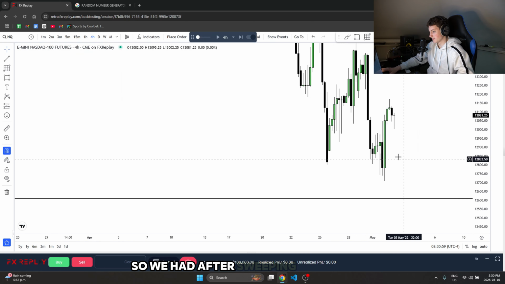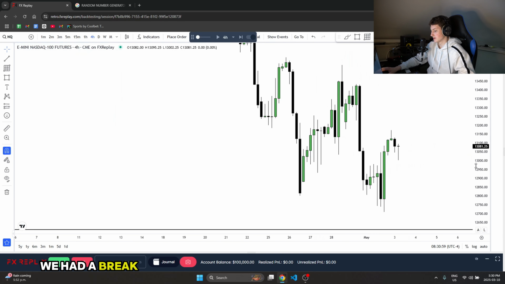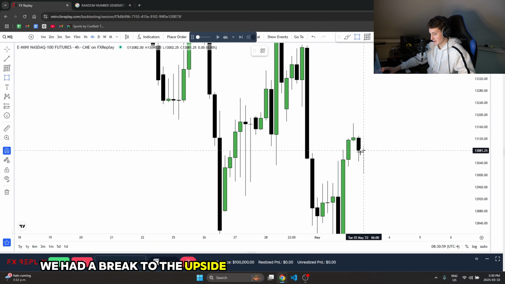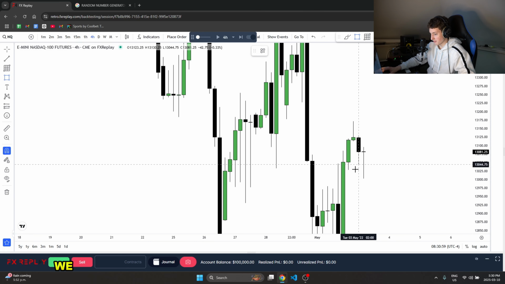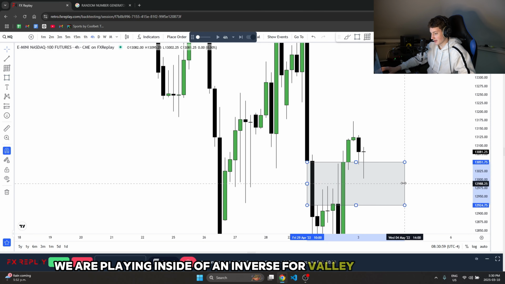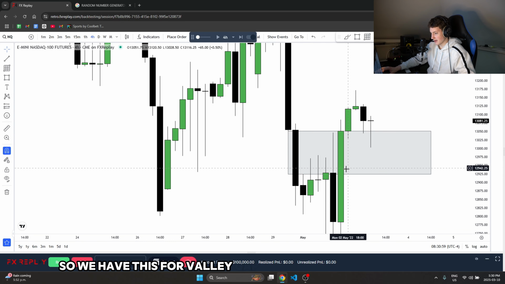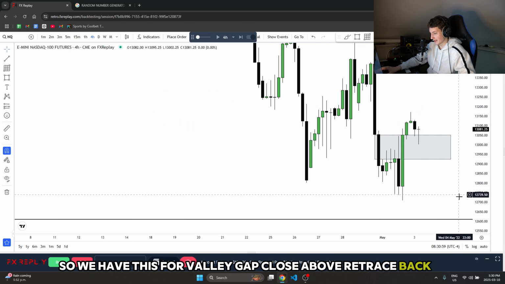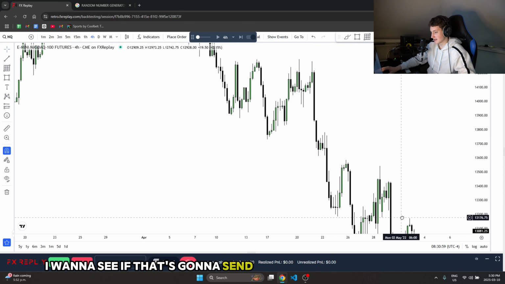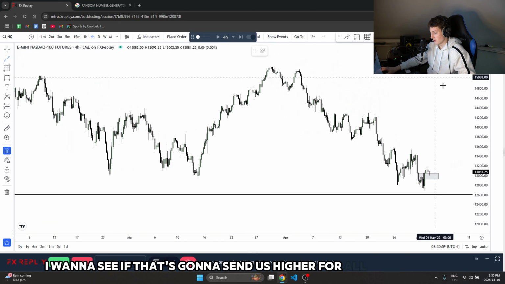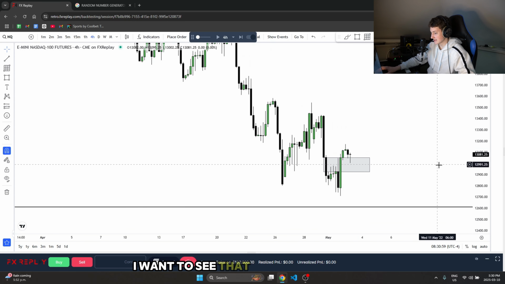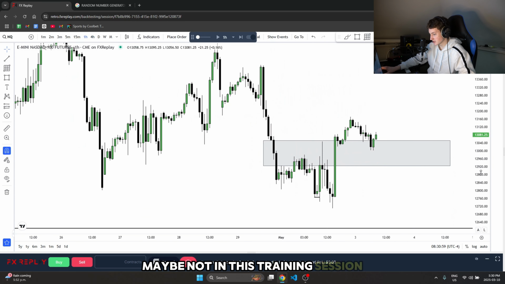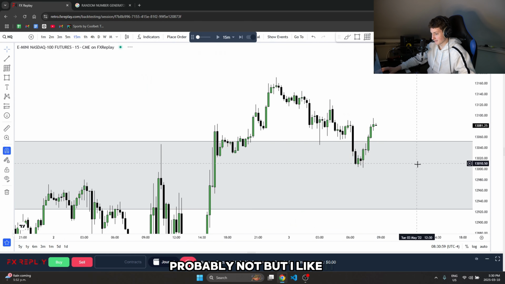So after sweeping those lows, we had a break to the upside. And currently we closed below that, but I think that's okay. We are playing inside of an inverse fair value gap right here. So we have this fair value gap, close above, retrace back in. I want to see if that's going to send us higher for all of this buy side. As you can see, really nice relative equal highs up here. All of these, you can see they're all resting on a line. I want to see that taken eventually. Maybe not in this trading session, probably not, but I like it.